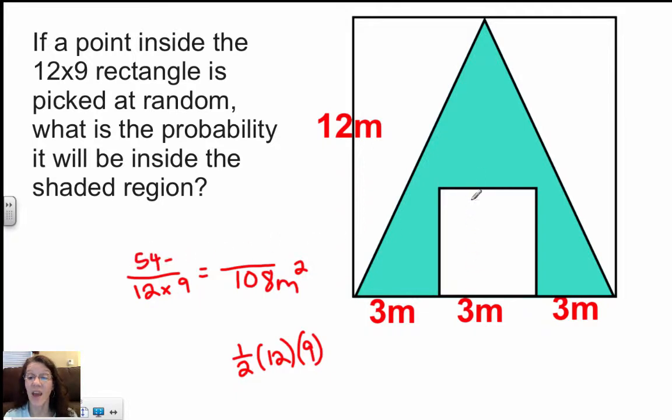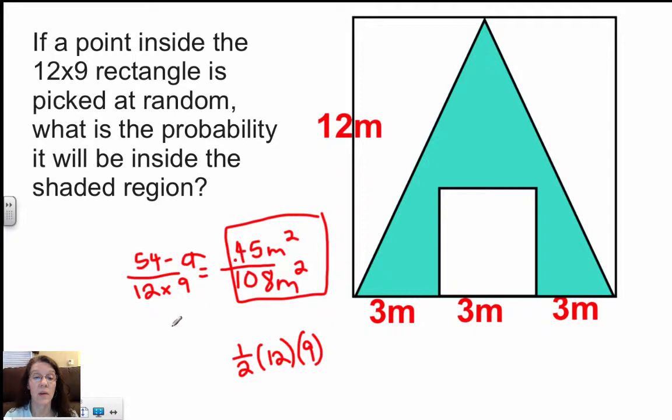But we have to take out this square because it's not shaded. Well, it's a square. It's 3 meters long, so it's also 3 meters high, which means it has an area of 9 meters squared. 54 minus 9 is 45. Okay, so what is the probability? We have 45 out of 108. Now, we could simplify that. I believe that 3 will go into both of those.